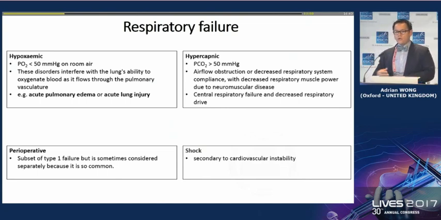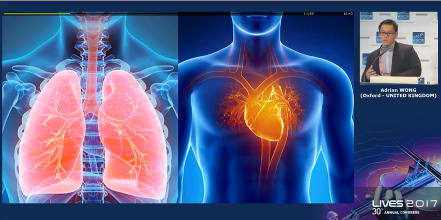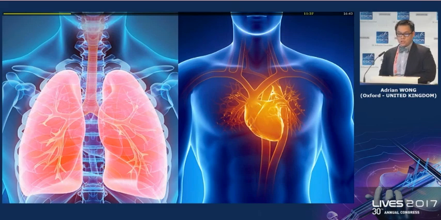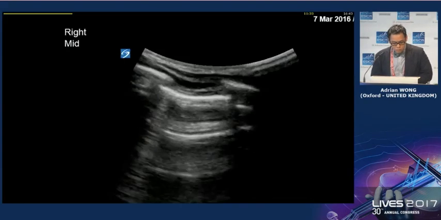I'm going to show you now how ultrasound as an imaging modality will help you identify all these 4 categories of respiratory failure. It's usually a problem with the lung, it could be a problem with the heart, or it could be a combination of both. And like I said, ultrasound, I think, is an excellent imaging modality to help you differentiate the two. We're going to start with the lung causes, if you will.